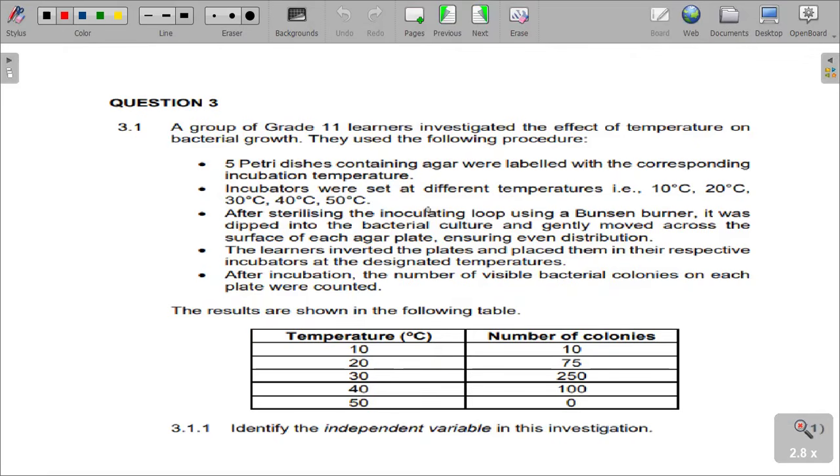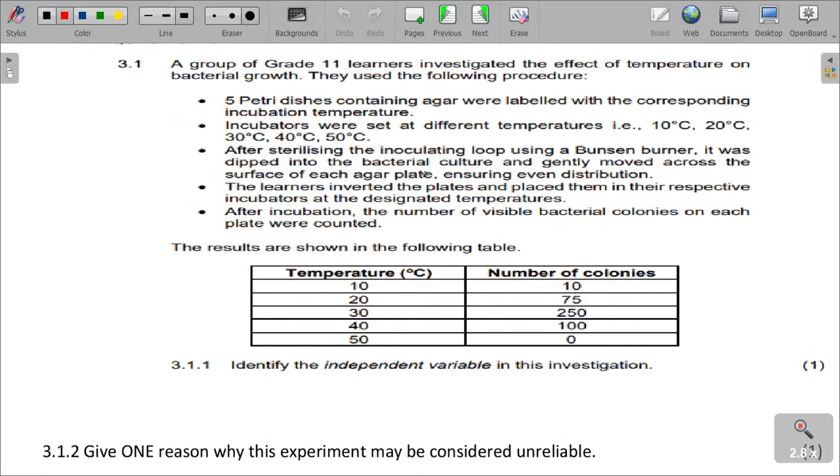A group of grade 11 learners investigated the effect of temperature on bacterial growth and used the following procedure. Five petri dishes containing agar were labeled with the corresponding incubation temperature, and then the incubators were set at different temperatures, for example 10, 20, 30, 40, and 50 degrees Celsius.